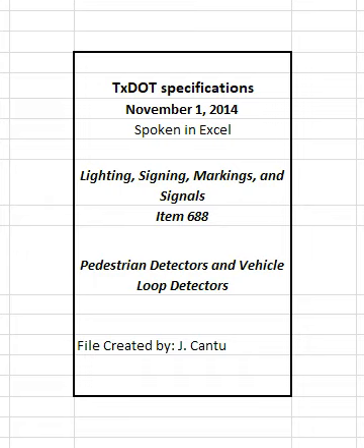Item 688. Pedestrian detectors and vehicle loop detectors. 1. Description. Furnish and install traffic signal detectors.